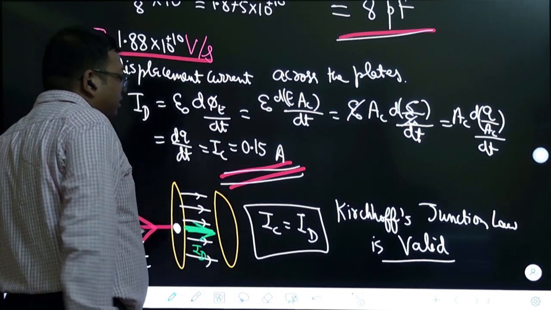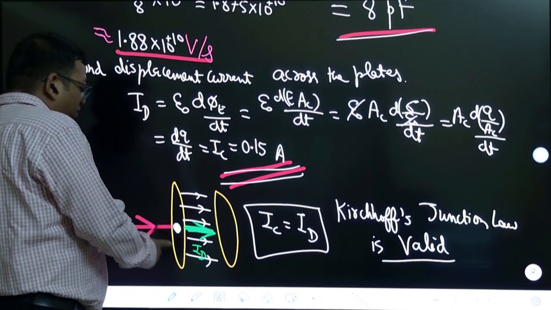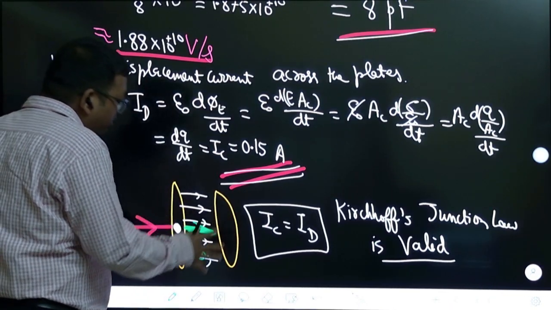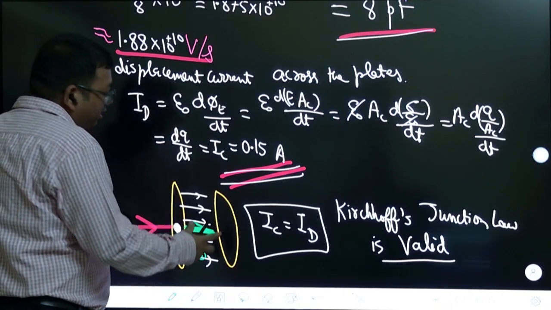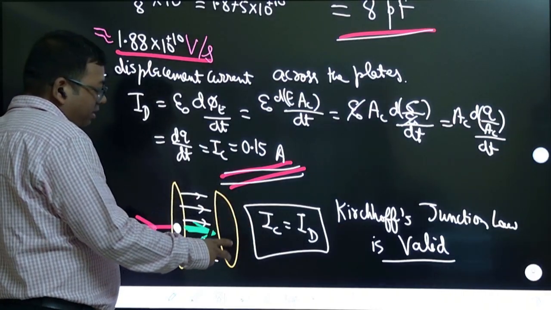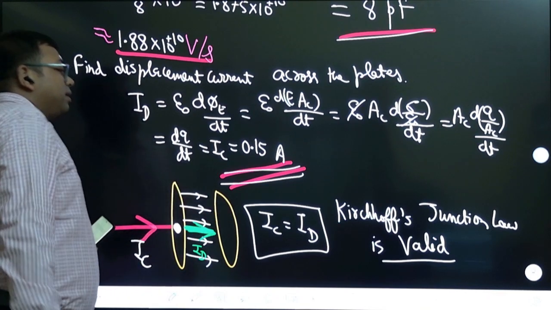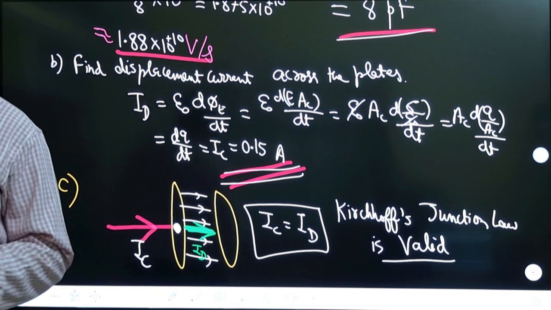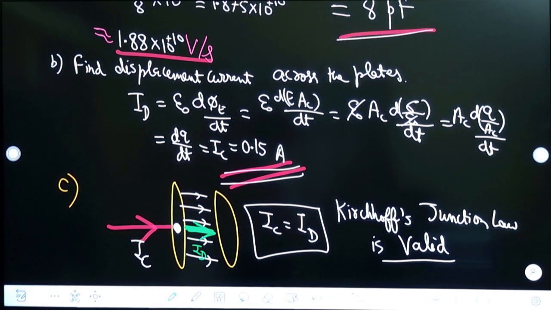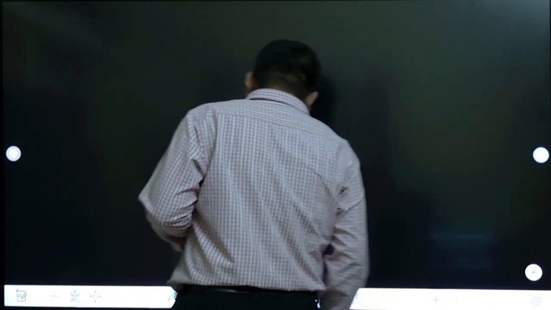So you can write it this way: at this junction, just before, the current is in the wire, which is conduction current. Just after this point, inside the capacitor, current is in the form of a changing electric field, which we call displacement current. So definitely both are correct, and we can say that Kirchhoff's junction rule is valid. Okay, like that you can write. Then let us go to the next question. Next question also we'll try.